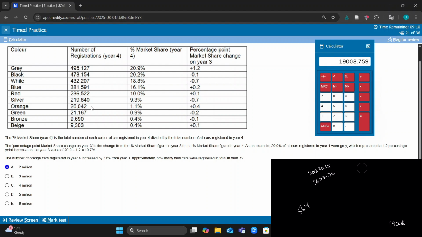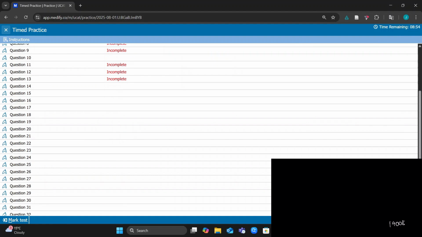And essentially, that's 1.1, which is a plus 0.4. So then 19008 divided by 0.007. So 2.7, so it's going to be 3 million. Okay, let's review the final ones.